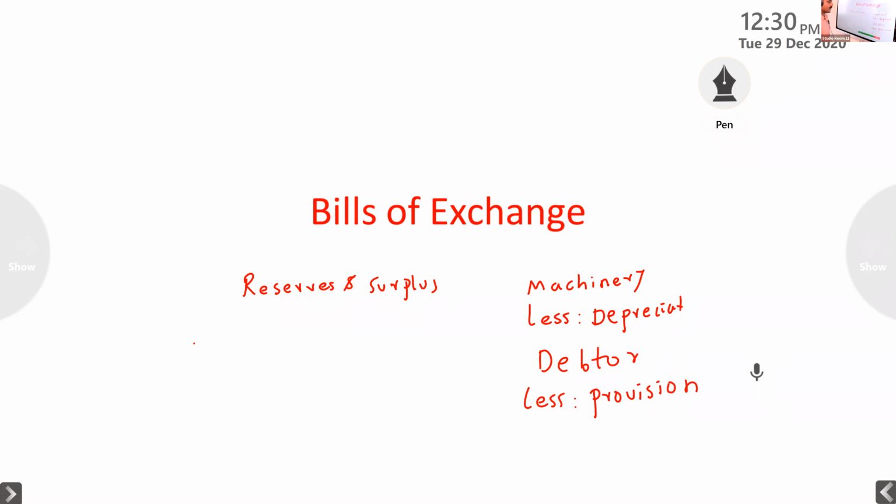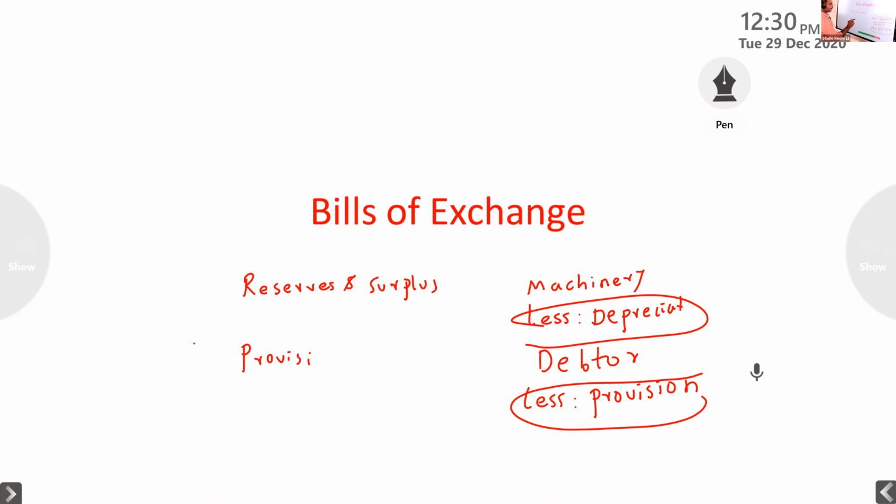Okay, suppose if you are writing provision for depreciation, sometimes we can show it on the liability side, that depreciation amount. So machinery, suppose 1 lakh, depreciation 5,000, outer column 95,000. Instead of that, machinery 1 lakh he can write on the asset side, and on the liability side we can write provision for depreciation 5,000. Okay, reserve only will come on the liability side.